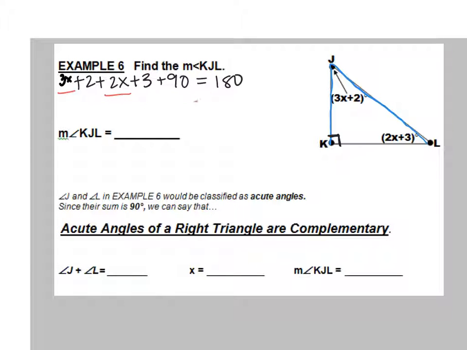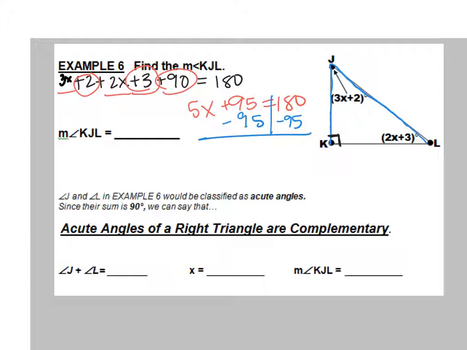3X plus 2X is 5X. 2 plus 3 is 5, plus 90 is 95. And that equals 180. Move the 95. So 5X equals 85. Divide by 5, and X equals 17.